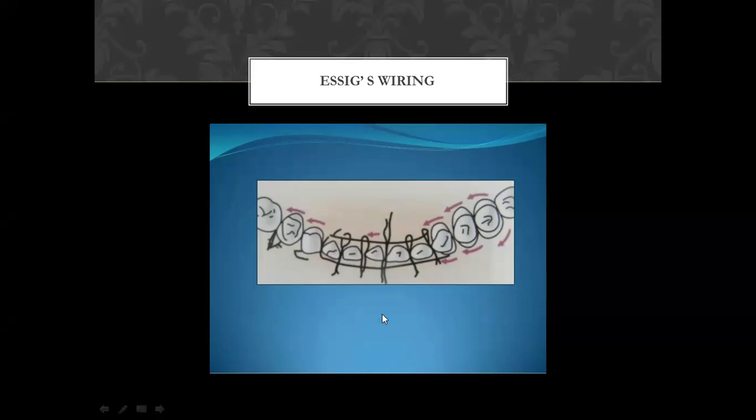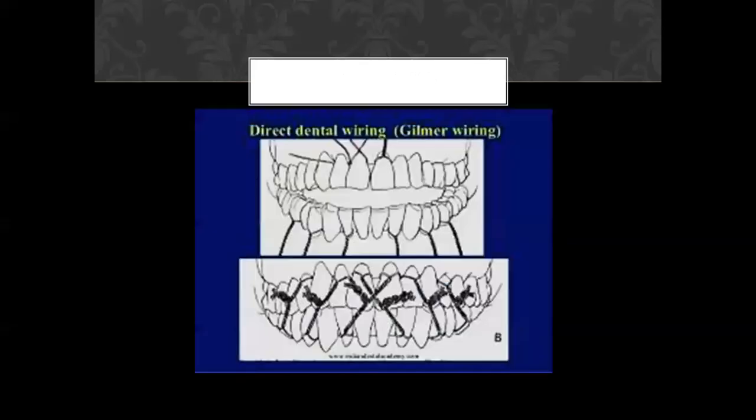For an ASIC wire, a sufficient number of teeth should be present. If there is a fracture in the symphysis region, in order to place the ASIC wire, a sufficient number of teeth has to be present on either side of the fracture line. Another point is that it is used to stabilize dentoalveolar fractures, as well as an anchoring device for IMF, which is intermaxillary fixation. So this is a picture which shows the ASIC wiring.